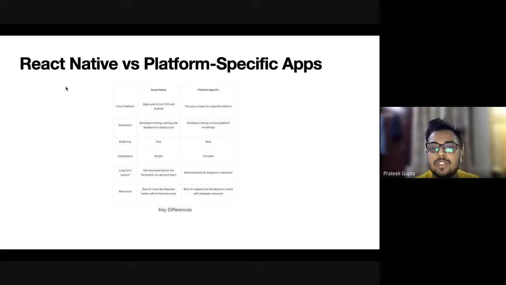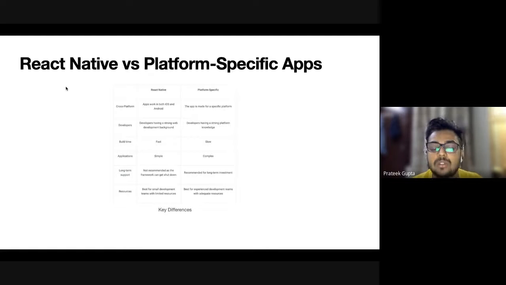And platform specific, you have to rebuild and deploy the app again to check your changes. Application: simple and complex. This is a very debatable topic. Most of the apps you will see which don't require heavy animations are easily built on React Native, but there are apps which require heavy animations and a lot of frame changes that still tend to be developed on platform specific apps. But there is a catch here.